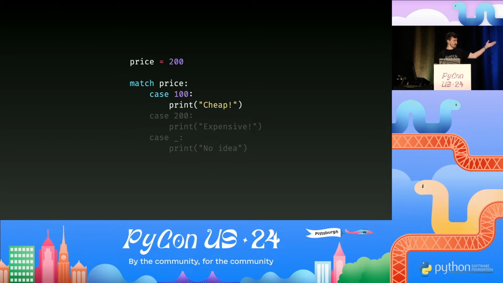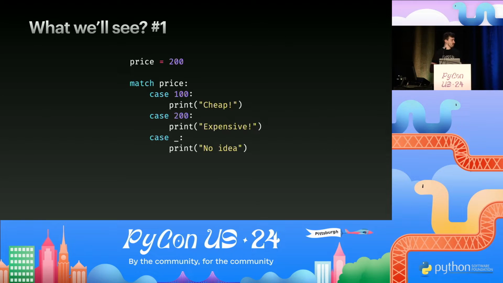So in the first case, we have 100. If it matches, or in this example equals 100, you will see cheap on the screen. If there's 200, you will see expensive. And there is also a catch-all. In case nothing else matches, nothing else is equal, then we'll see this no idea. Okay, so let's see how that goes. What will we see on the screen in this case? Yeah, I can hear some voices, expensive, that's right.